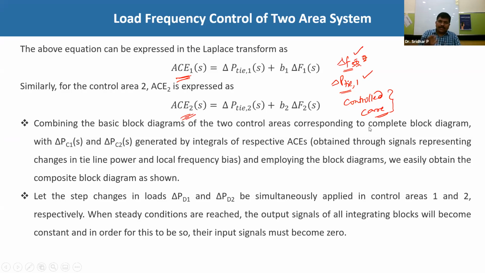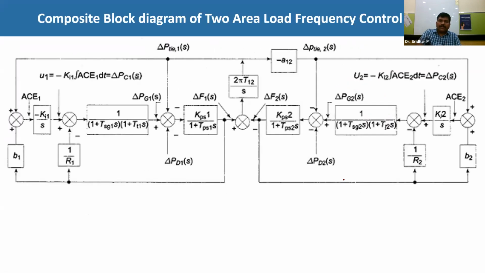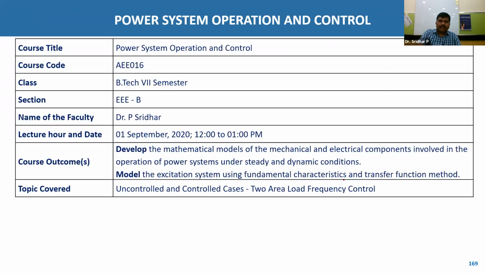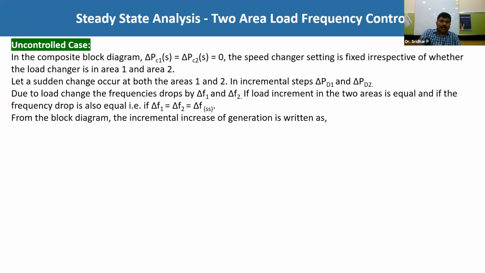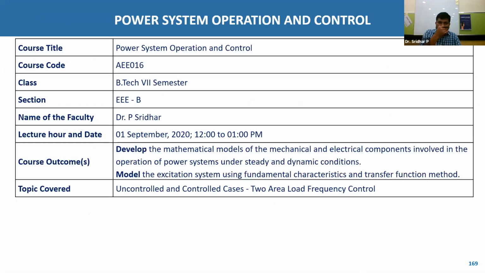So suppose we have one more case, as we discussed in the isolated power system also, that is the uncontrolled case. Today's topic is the uncontrolled case of two area systems, uncontrolled and controlled cases. The controlled cases we have already discussed, and the only one left out is uncontrolled two area load frequency control. So what exactly is the difference between controlled cases and the uncontrolled case?